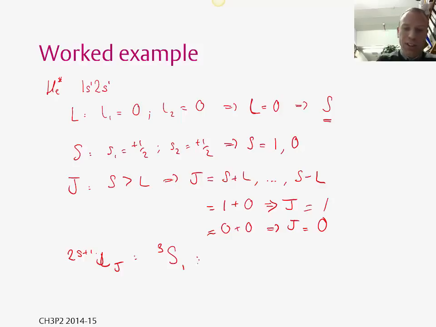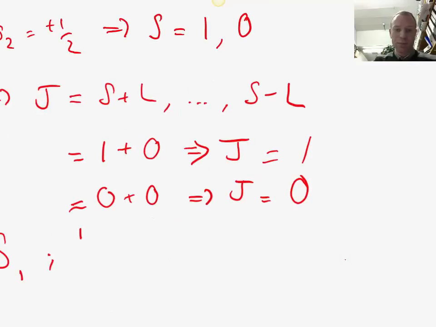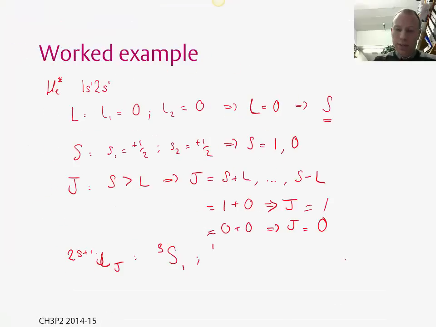And the other one is going to be the state where S equals 0. So if S is equal to 0, 2S plus 1, the multiplicity, is equal to 1. So that gives us a singlet state. L is equal to 0, so that gives the S state as we've seen before, and J is equal to 0. So for the excited state of helium with 1 electron in the 1s orbital and 1 electron in the 2s orbital, it gives us 2 electronic states, a triplet S1 and a singlet S0 state. So it's as simple as that.